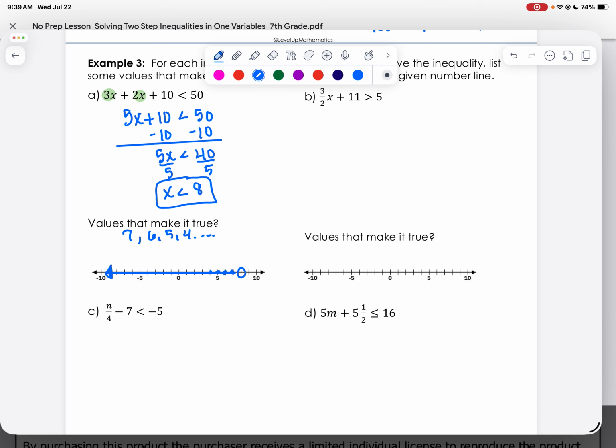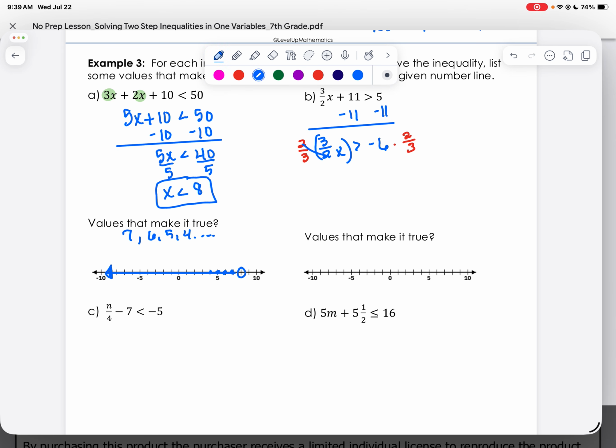Okay. All right, problem B. 3 over 2x plus 11 is greater than 5. So I'll start out by subtracting 11. That will give me 3 over 2x is greater than negative 6. Now, to get rid of a fraction, we're going to multiply by the reciprocal. So I'll multiply this side by 2/3, and I'll multiply this side by 2/3.